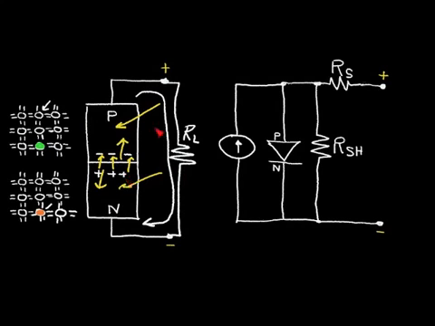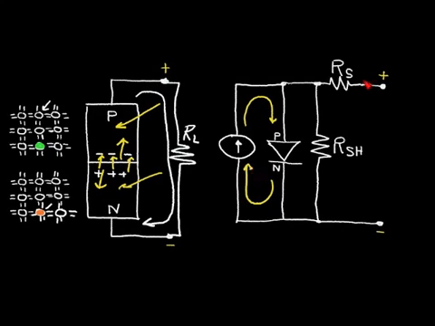Now when light hits this solar cell, we model that by current, which is this current source here. And as the light increases, more and more current flows into this path.